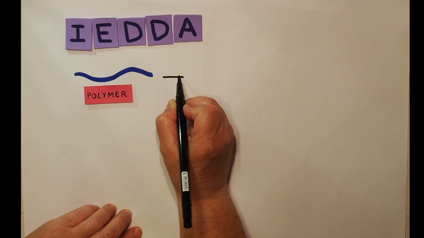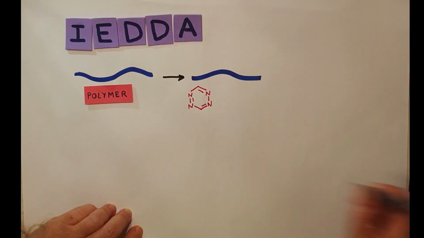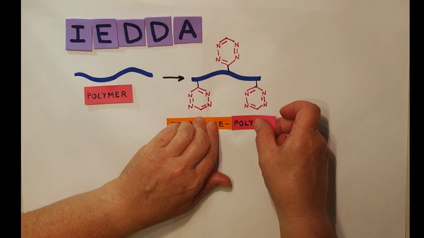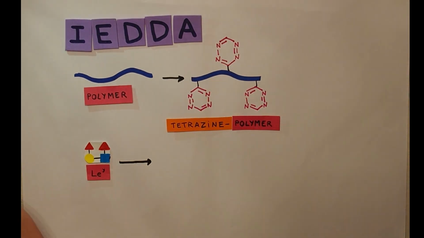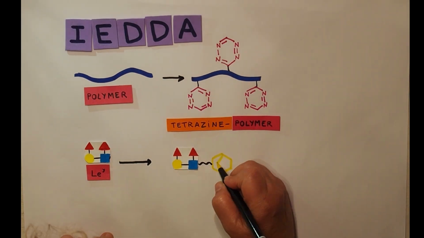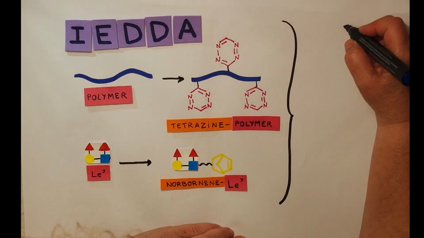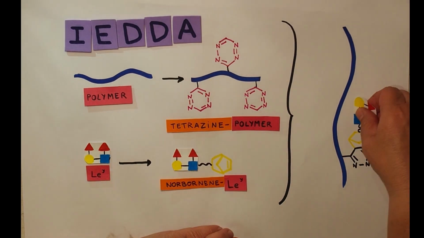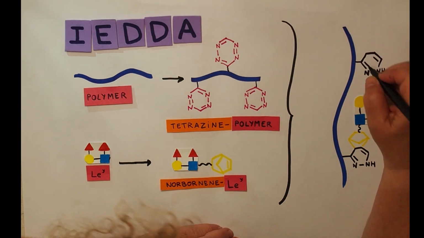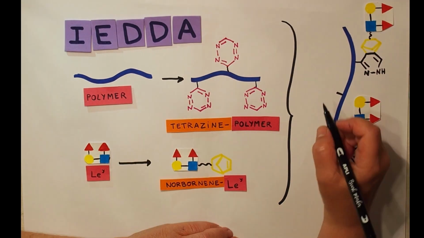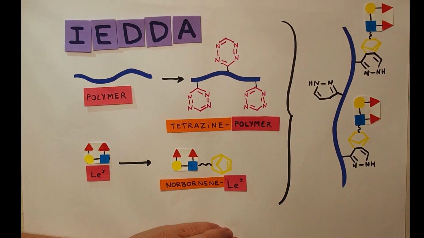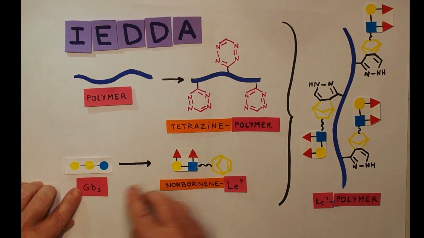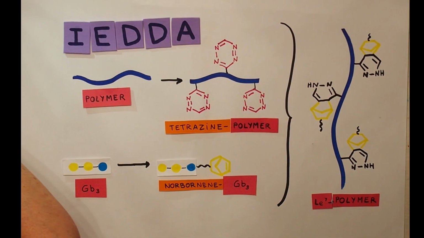Using the other reaction, the polymer will be derivatized with tetrazine to make a tetrazine polymer. On the other hand, Lewis Y sugar will be derivatized with norbornene, obtaining norbornene Lewis Y sugar. Once both components are synthesized, the other reaction will be used to make a Lewis Y polymer. This plan presents a lot of advantages, like its versatility, to attach other sugars in place of Lewis Y, like Gb3, to achieve a Gb3 polymer.